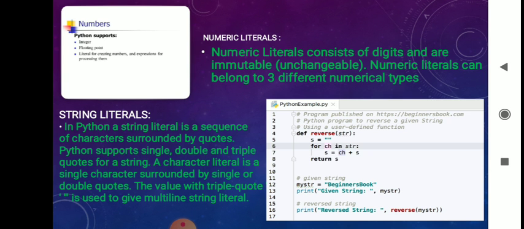String literals. In Python, a string literal is a sequence of characters surrounded by quotes. Python supports single, double and triple quotes for a string. A character literal is a single character surrounded by single or double quotes. The value with triple quotes is used to give a multi-line string literal.